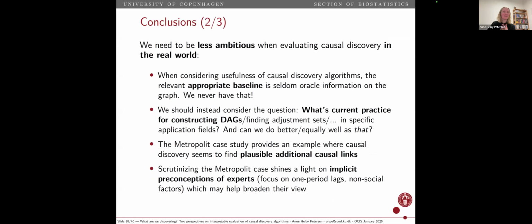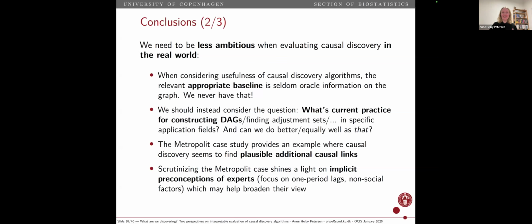Well, what about the real world? I think here we need to be less ambitious. When we're considering how useful these algorithms are, I think we should think about where the relevant appropriate baseline is. What is treatment as usual? It's often not oracle information. We never have that in practice. So I don't think it's a fair or meaningful comparison to talk about the true data generating mechanism. Rather, we should see, what are people doing now? Can we do better than that, or just equally well?